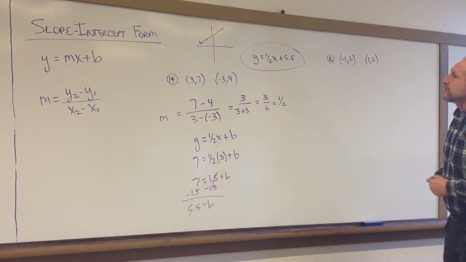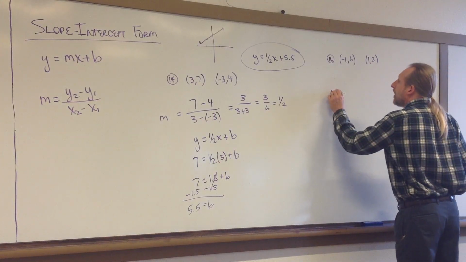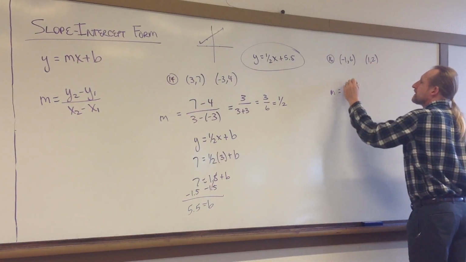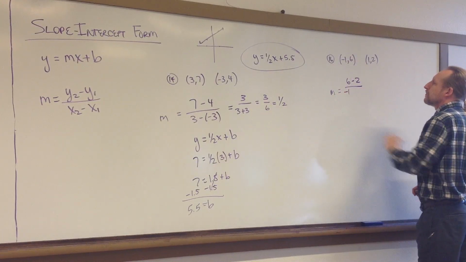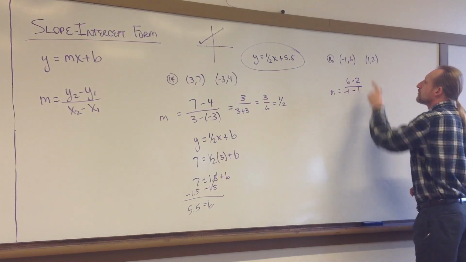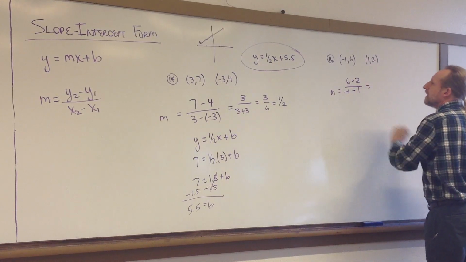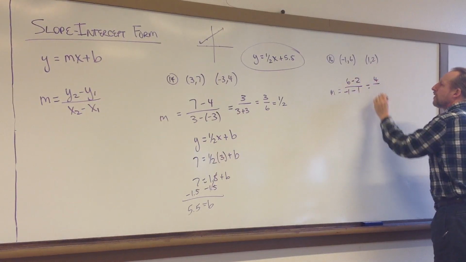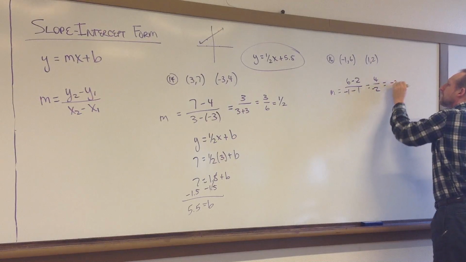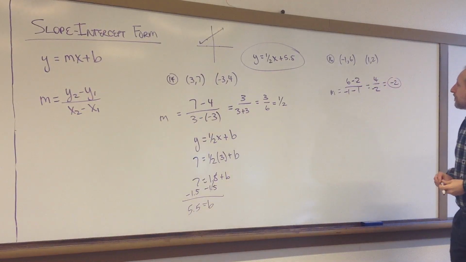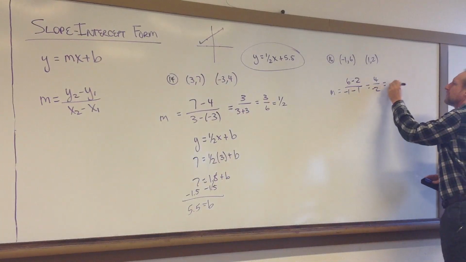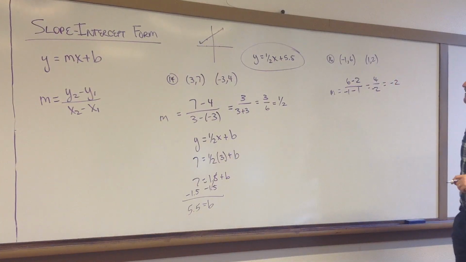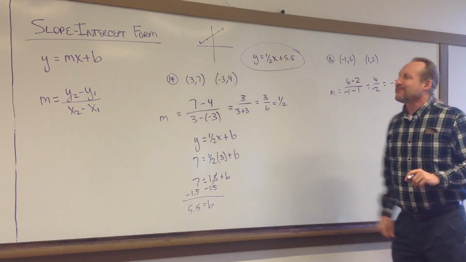Okay, let's find the slope for this one. I'll start with the 6 on top, 6 minus 2. That means I have to start with the -1 on the bottom, -1 minus 1. On top we get 4, on the bottom we get -2, and so our slope is going to be -2. And I have to get out of the habit of circling everything that I come up with here. I only want to circle my final answer.